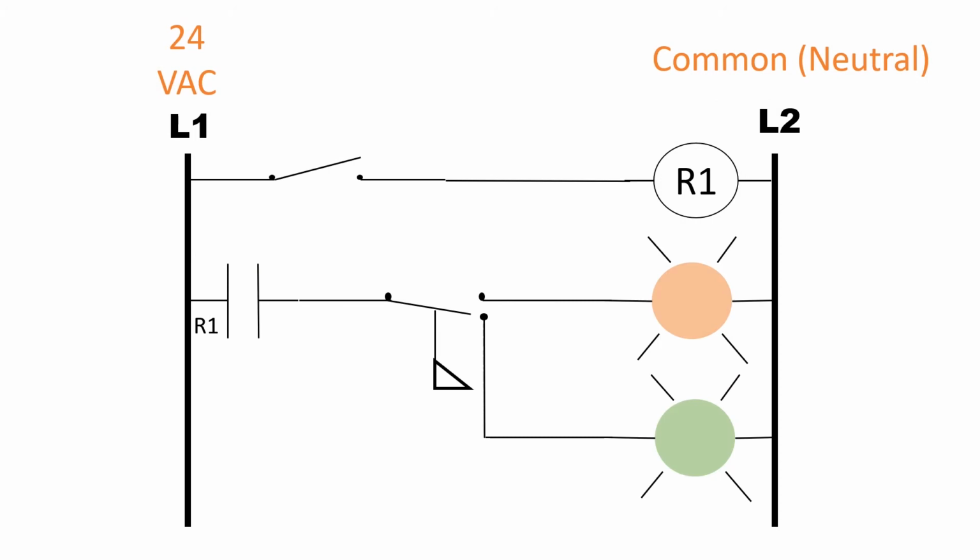If we follow the flow of the current in this example, starting with L1, the sequence will verify the switch is closed, current will flow to the R1 coil, allowing a change in state of the R1 normally open contact. Current will flow from L1 to the 2-position flow switch. If flow is not established, the current will continue its path to the lower green indicator light.